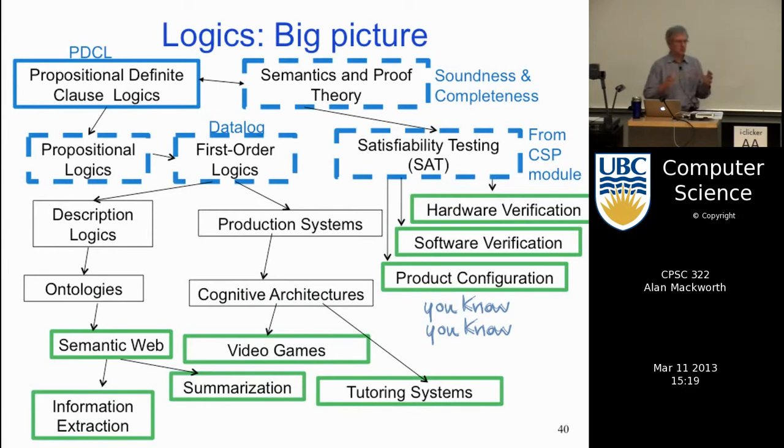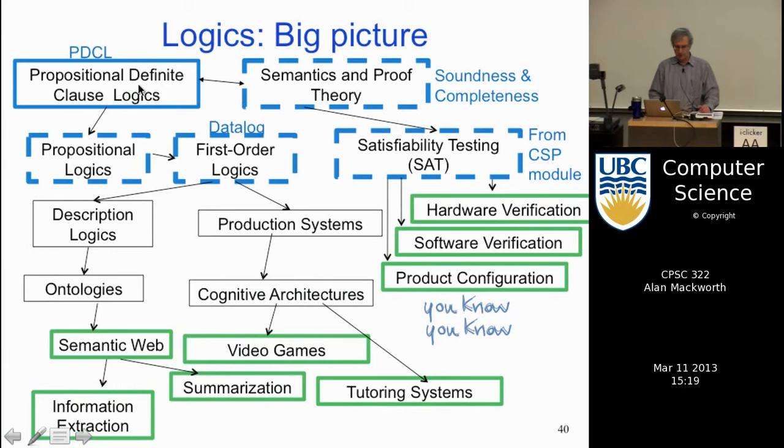So we only covered just a teeny portion, of course. If you've done courses in logic, you know that. So this shows you what we have covered. The solid blue lines, we've covered in exhaustive detail. Dotted line, we've covered some of it. So we've done PDCL. We've done quite a bit of semantics and proof theory, and the soundness and completeness theorems we proved. PDCL is a subset of propositional logic, where you have disjunction and negation, which is a subset of first-order logic where you have variables. Datalog is a subset of first-order logic because it doesn't include function symbols.